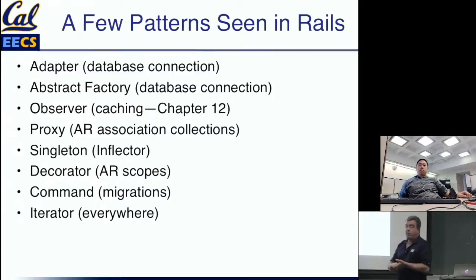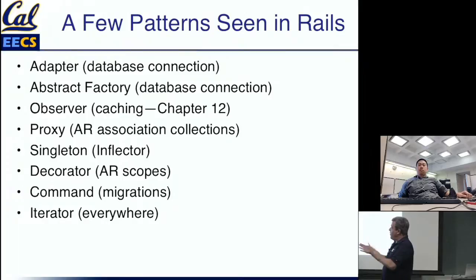The abstract factory pattern is used there too, because at some point when your app starts to run, you will have to create a connection to the database, and until runtime, when that database.yml file is read in, Rails doesn't know which kind of adapter is going to be required. So the code has to be prepared to figure that out in real time and create an instance of the right subclass.